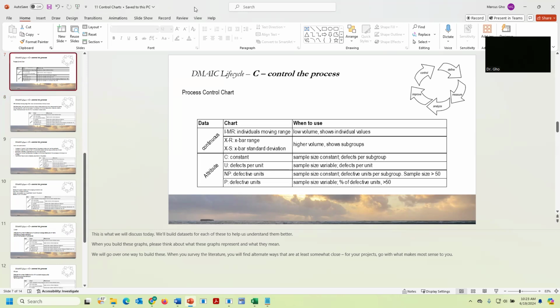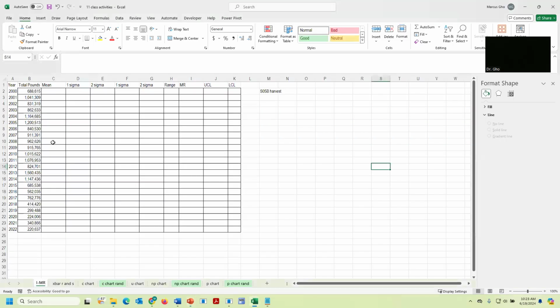Pull this over here. We can look at this. The first data set for the IMR graphs has the total pounds of fish harvested with hand tool permits in Alaska from 2000 to 2022. I'll start off by making the I chart, the individual chart, and I'll do that by populating the mean, 1 and 2 sigmas from the mean.